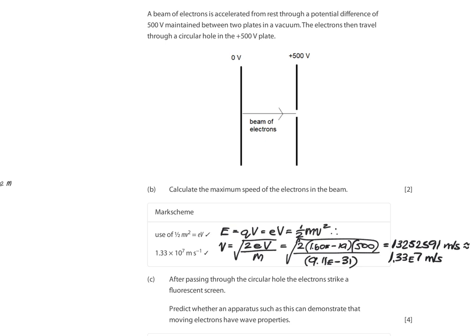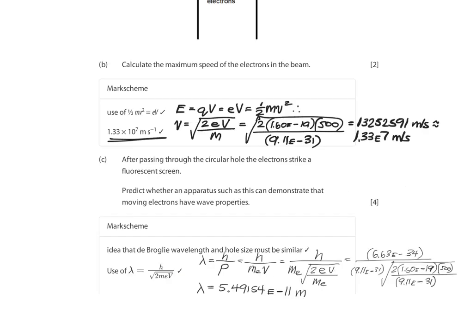Throw the numbers in, and you wind up with 1.33 times 10 to the 7 meters per second, which agrees with the mark scheme. I'm not really sure that's an E2 question, but it's still good to do. Okay, so passing through the holes, electrons strike the screen. Whether the apparatus can show that the electrons have wave properties, in other words, will the electrons diffract?